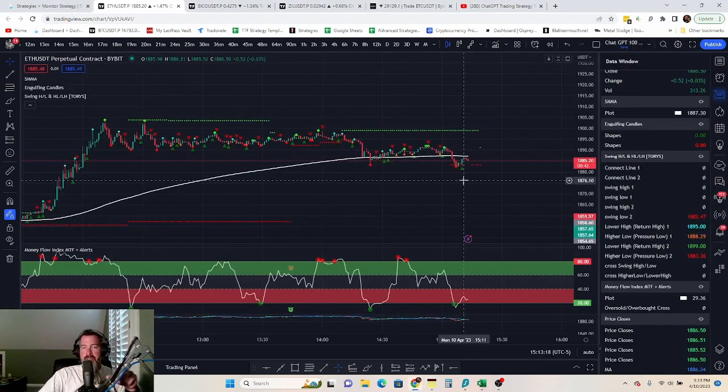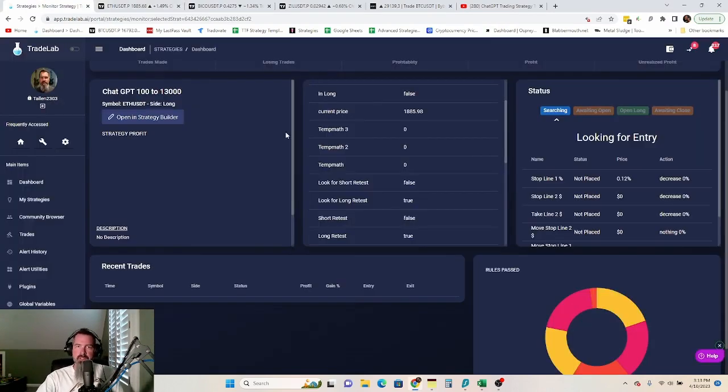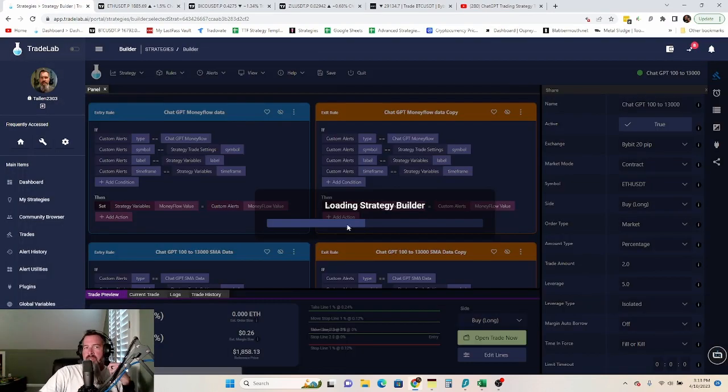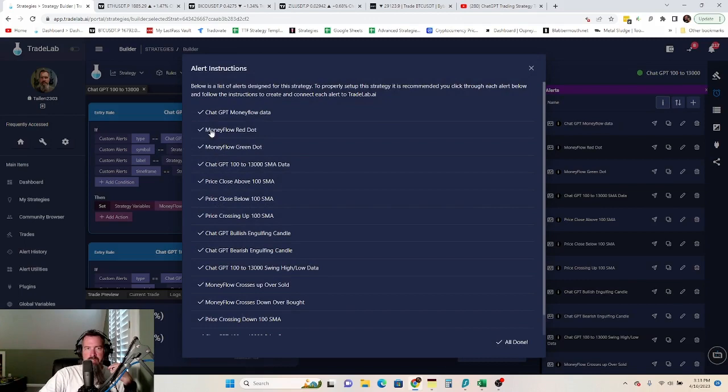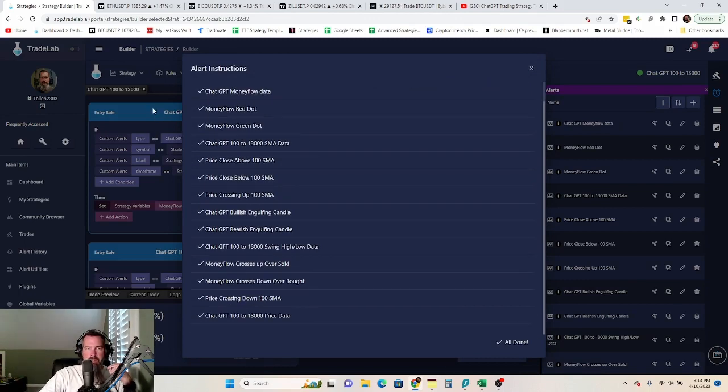Now I have not entered a trade yet. I just built this a little bit ago. Let's go into our rules and go over them real quick. So the rules that I know are working perfectly are my data rules. So I've got instructions. All the alert instructions are in here for all the different alerts we need. There's a bunch of them. There's a bunch of variables too in this strategy.